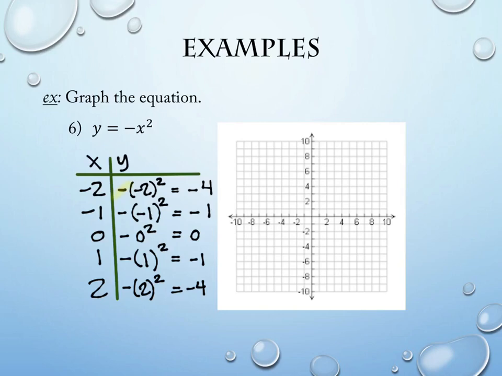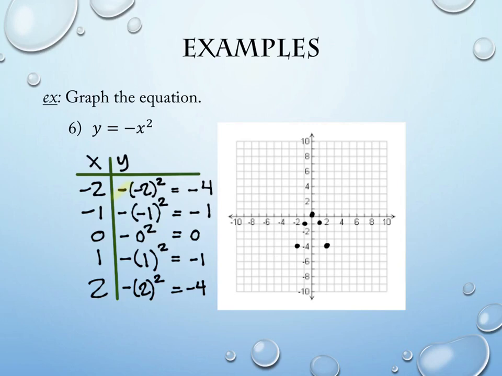All right, so we are going to plot them. So we have (-2, -4), (-1, -1), (0, 0), (1, -1), and (2, -4).